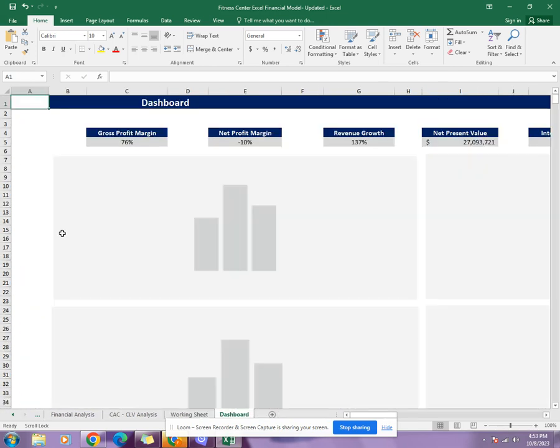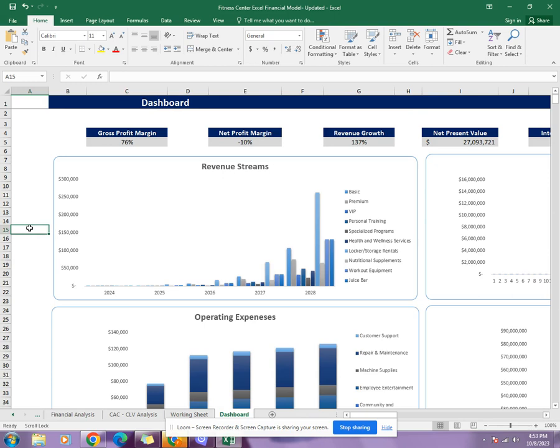Then comes the dashboard. The dashboard basically gives you all the relevant financial information in graphical context, which can be used to make financial decisions accurately and as fast as possible. It also highlights the main KPIs of the business, which helps the financial officers and CFOs in making financial decisions. That's it.